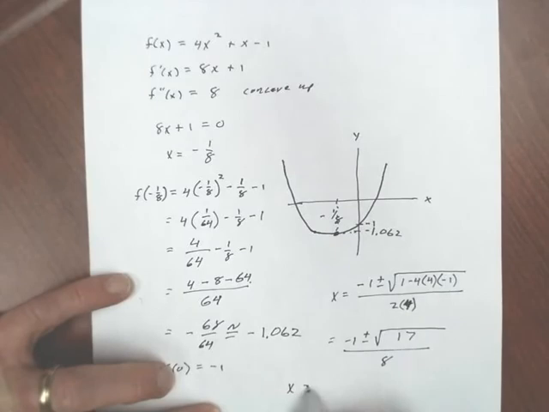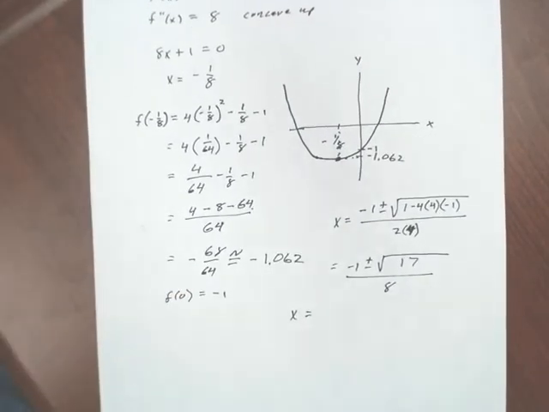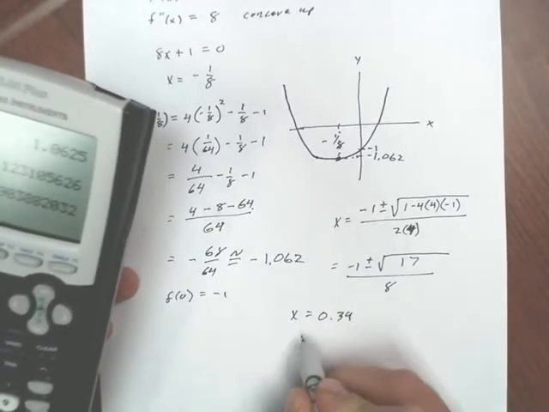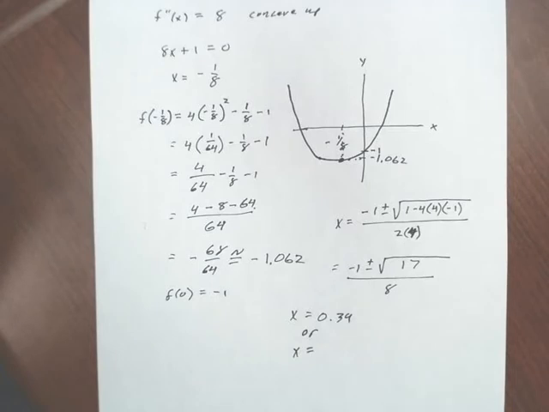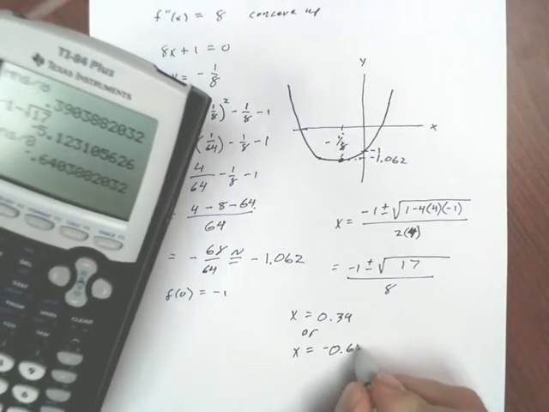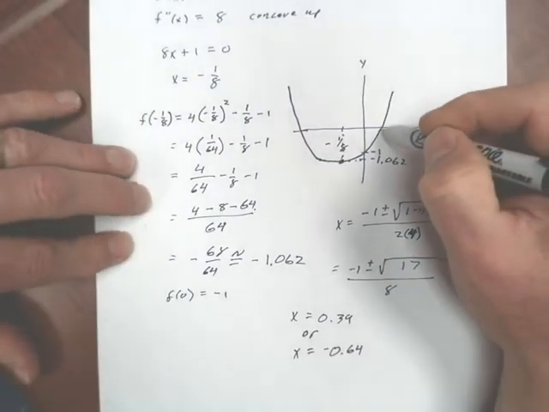So this means x equals -1 plus square root of 17, divided by 8, equals 0.39, or x equals -1 minus square root of 17, divided by 8, equals -0.64.